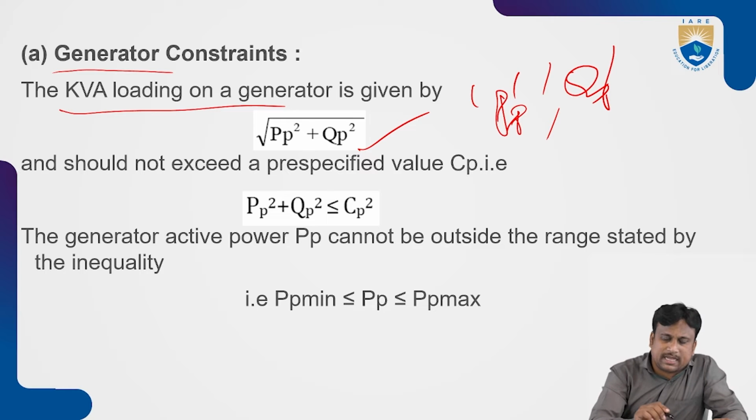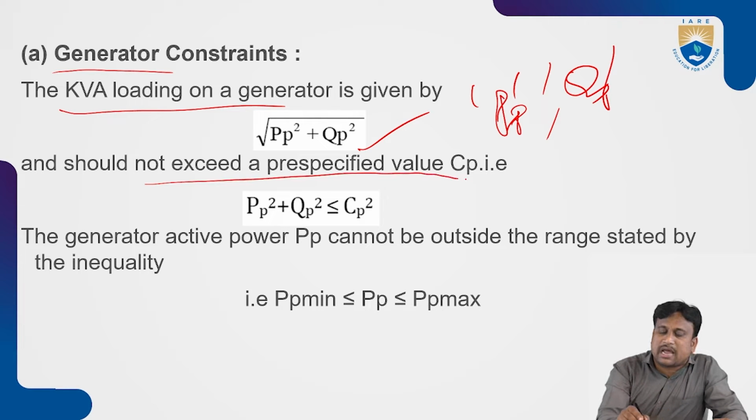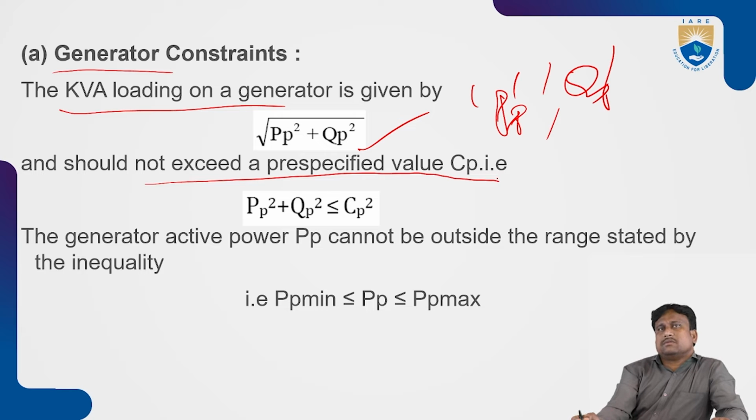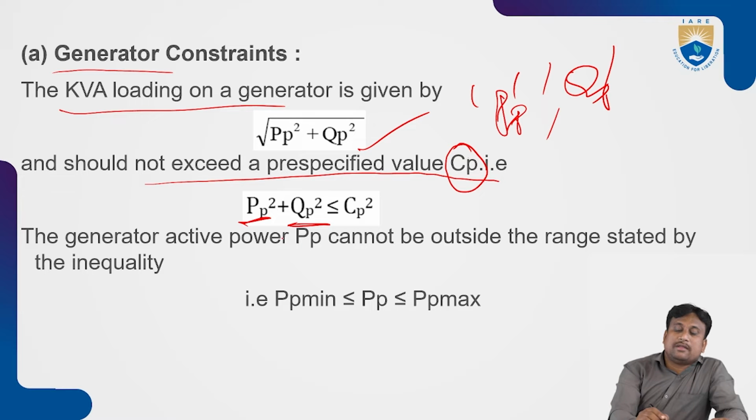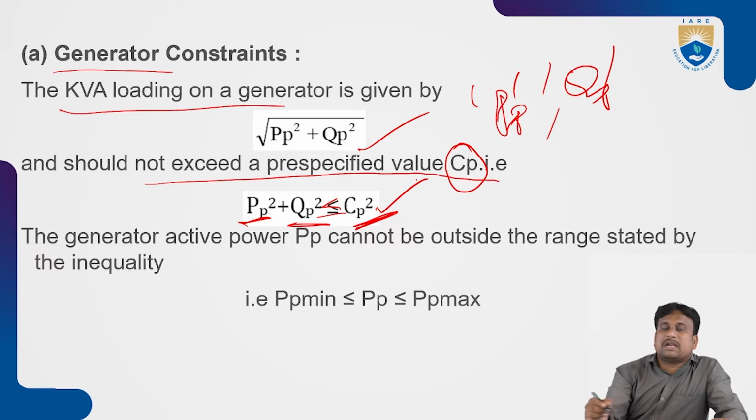And it should not exceed prescribed limits or values. For this we select one of the variables, CP. Whatever the real and reactive power coefficients, when you remove the square root, we write PP square plus QP square less than or equal to CP square. This denotes the prescribed value of the power coefficient.